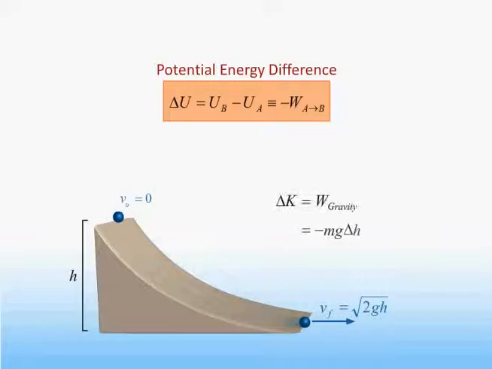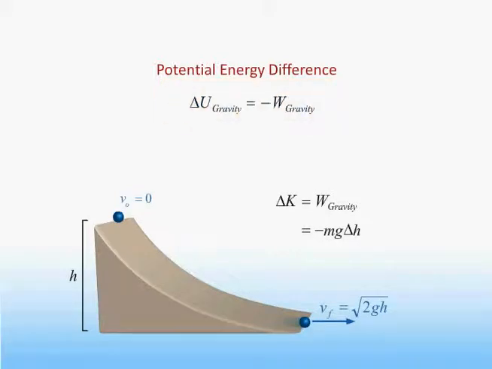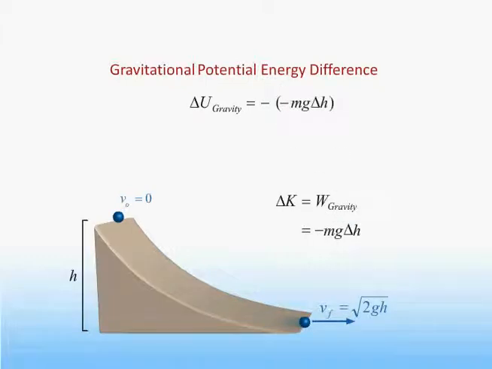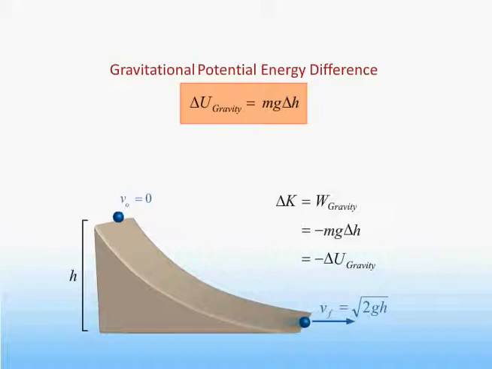In particular, we found that the change in kinetic energy of the ball was equal to the work done by the gravitational force. By our definition, the change in gravitational potential energy is equal to minus the work done by the gravitational force. Consequently, we see that the change in potential energy is just equal to the product of the weight of the ball and the change in the height between the 2 points. Therefore, we see that the change in kinetic energy is just equal to minus the change in potential energy. Whatever kinetic energy the ball gains is exactly equal to the potential energy that the ball loses.